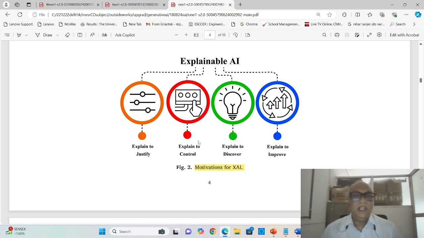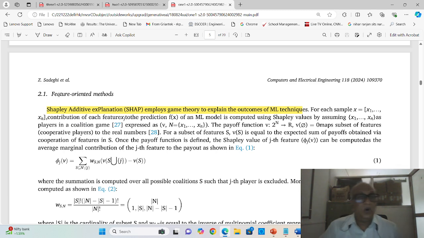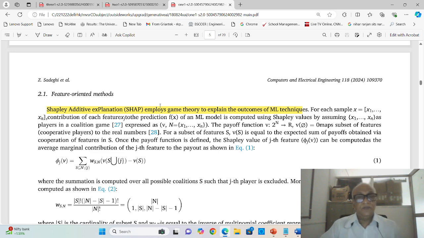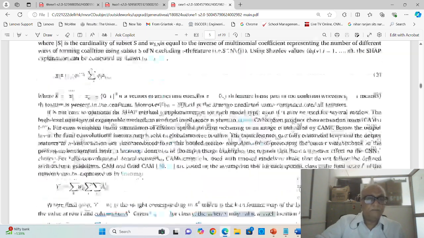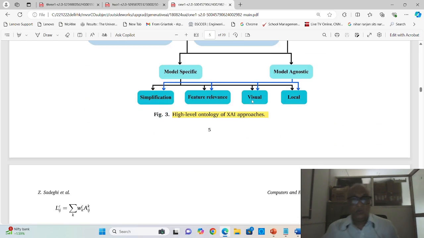So why we need explainable AI? What is the motivation for explainable AI? To justify, to control, to discover, to improve. As shown in the PowerPoint presentation also, this is one popular technique by name Shapley additive explanation. It uses a game theory concept to explain the outcome of machine learning techniques. If you look at the inherent transparent models which suit explainability as far as machine learning domain is concerned, you can look at decision trees, k nearest neighbors, Bayesian models, linear regressions, rule based models, and so on and so forth.